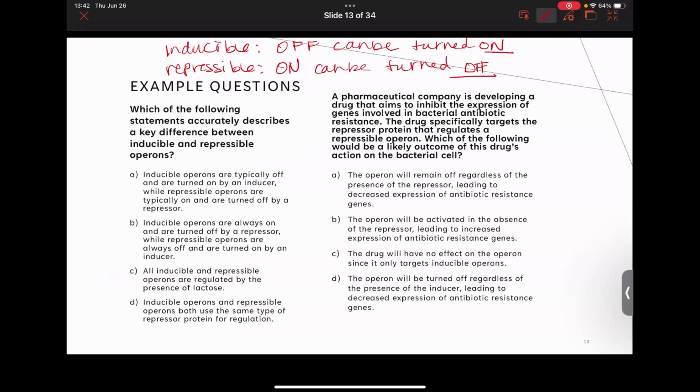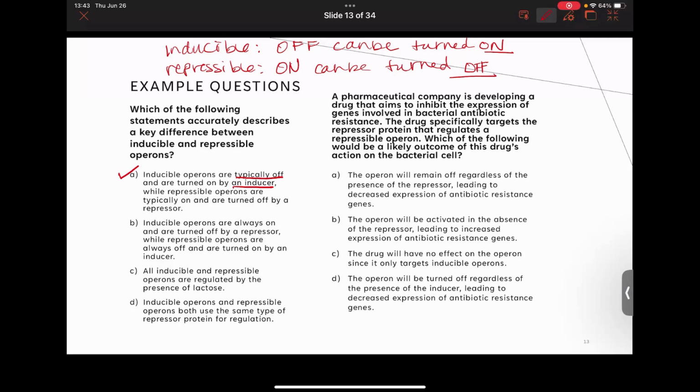Which of the following statements accurately describes a key difference between the inducible and repressible operons? Inducible operons are typically off. Okay, yes, that matches, and are turned on by an inducer. We would call it an inducer because it's causing the repressor to fall off. So it does induce it. While repressible operons are typically on and are turned off by a repressor. Okay, I'll give this one. We'll come back to it and see if it's a problem or not.